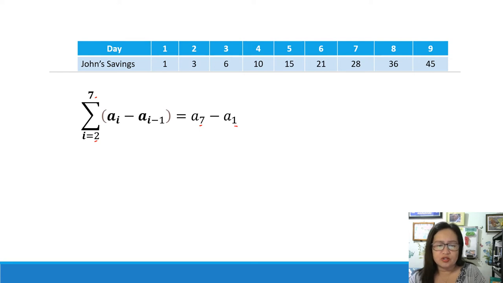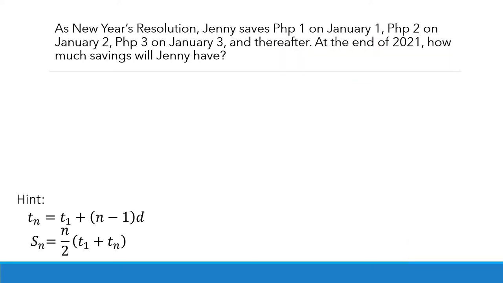So, by substituting, the 7th term would be 1, 2, 3, 4, 5, 6, 7. So we have 28. And the first term is 1. Therefore, the sum is 27. We are done discussing the properties of sigma notation.